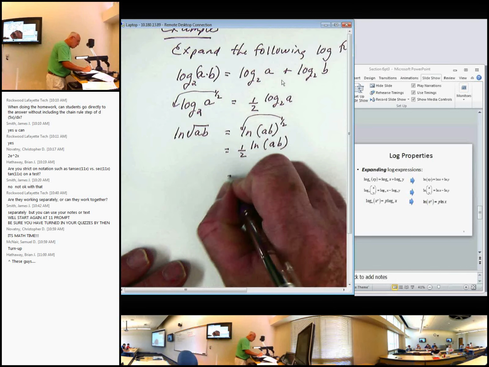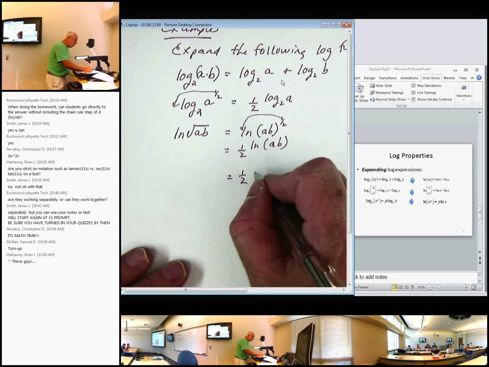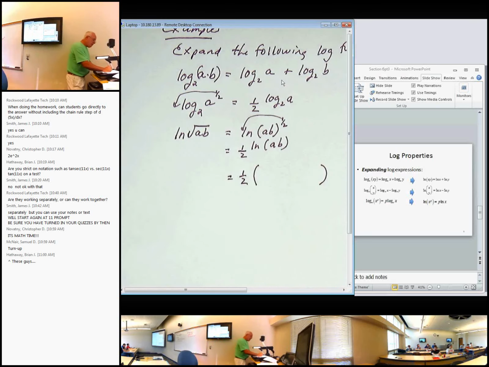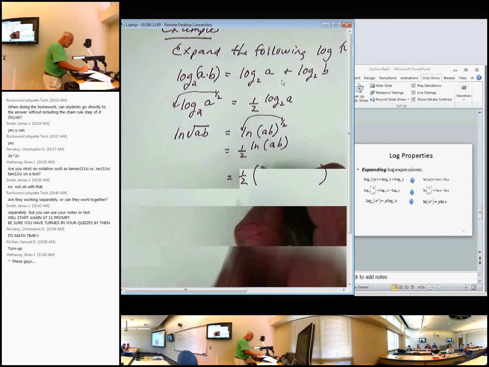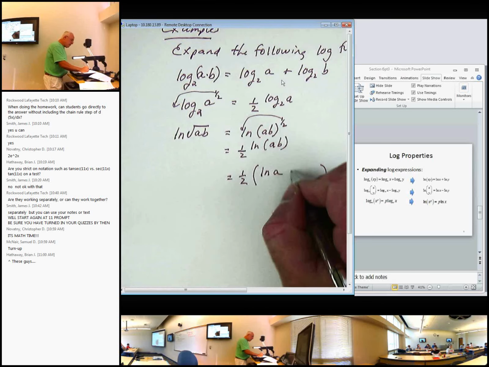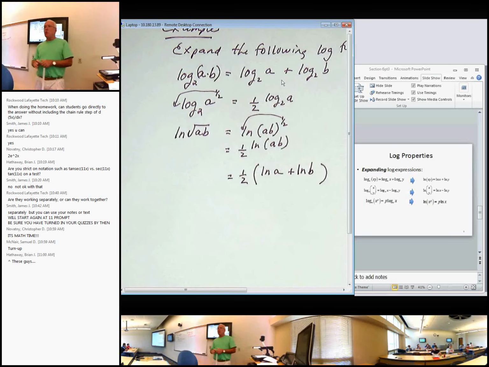So this is equal to 1/2. Now this 1/2 applies to the whole thing. So I'm going to put some parentheses here. And I'm going to then expand this ln of a times b to the ln of a plus the ln of b, like that. But I have the 1/2 applying to the whole thing.